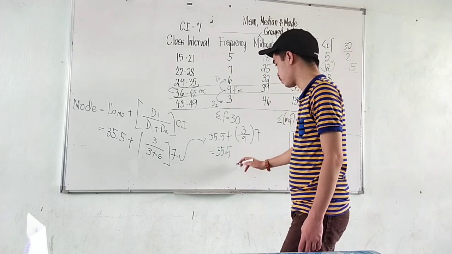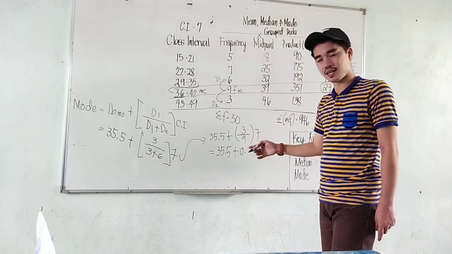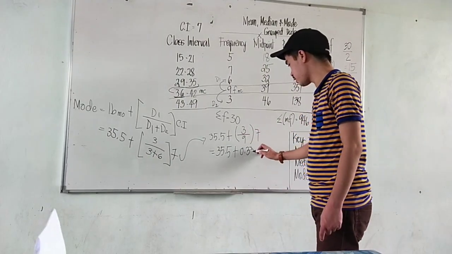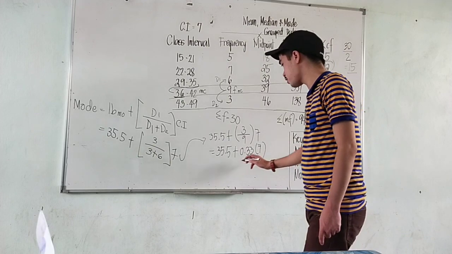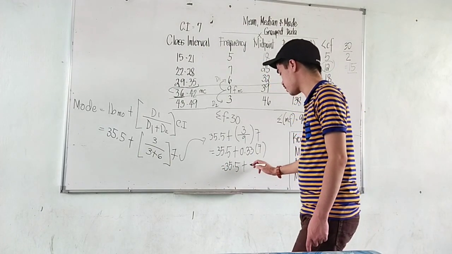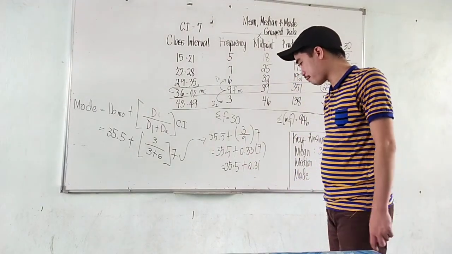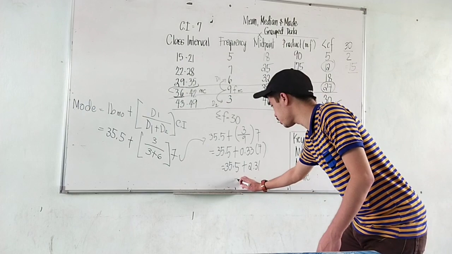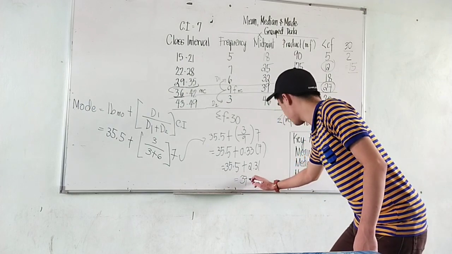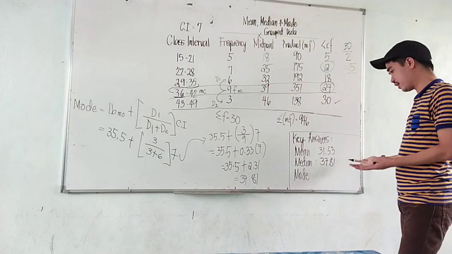So we have here 35.5 plus, parehas lang sila, 0.33 multiplied by 7. So we have 35.5 plus 2.31. Okay? We have here 35.5 plus 2.31. We have 37.81. So nagkataon po na parehas po sila ni median.